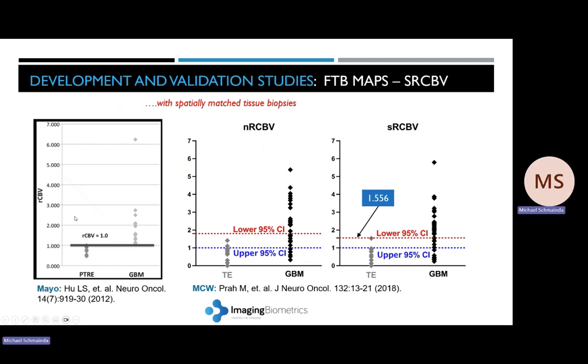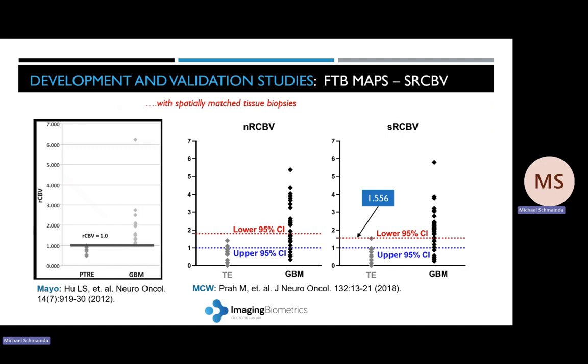With regards to cutoff thresholds, more and more groups are using IB software to establish those cutoff thresholds, and we're glad that they're consistent when they use standardized RCBV. The first was done by Dr. Leyland Hu at the Mayo Clinic in Arizona, where he used a binary approach to distinguish post-treatment radiation effect with GBM using a cutoff threshold.